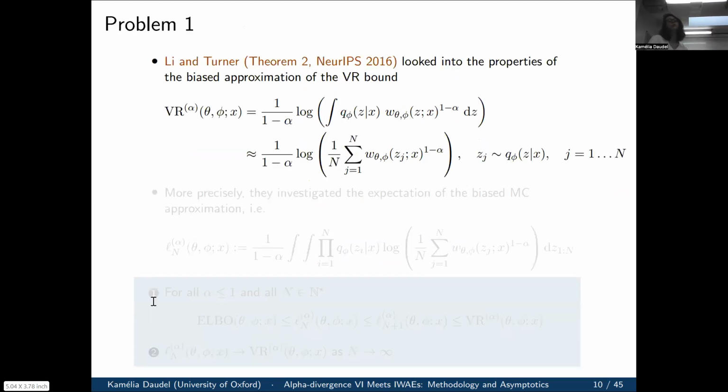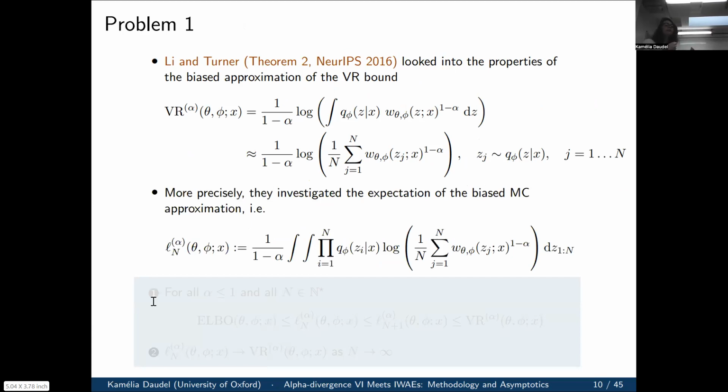So what they say is, okay, let's look into the properties of the biased approximation of the VR bound that we have. More precisely, let's look into the expectation of the biased Monte Carlo approximation. So this means that here is my approximation, and I'm looking at it in expectation. So I've got 1 divided by 1 minus alpha, and then here's my expectation. It's becoming like a product.